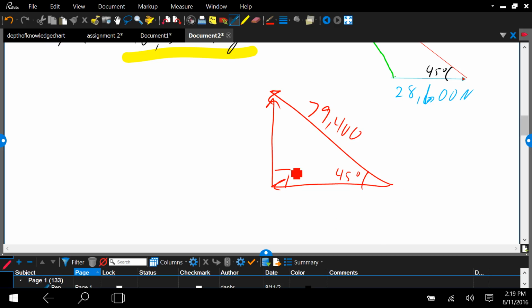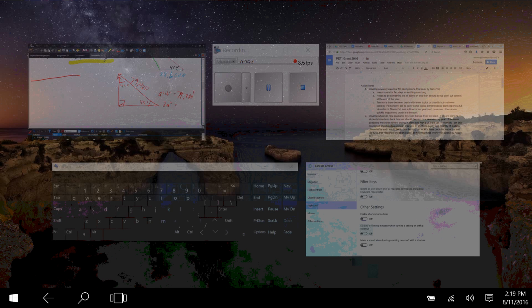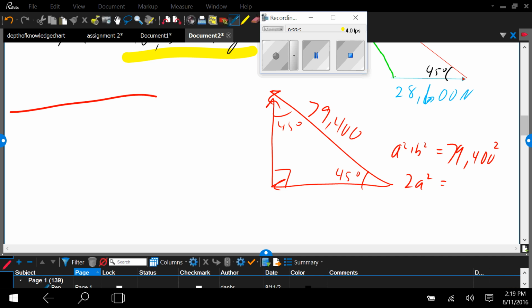Because that's 45 and that's a right angle, this is obviously also 45. We're looking at an isosceles triangle here. So I don't even need to use sine and cosine to do this. I could just do Pythagorean theorem, right? And I could say a squared plus b squared equals 79,400 squared, and a and b are the exact same numbers, so it's more like 2a squared equals that. All right, so let me solve that for a second, and I will be right back.